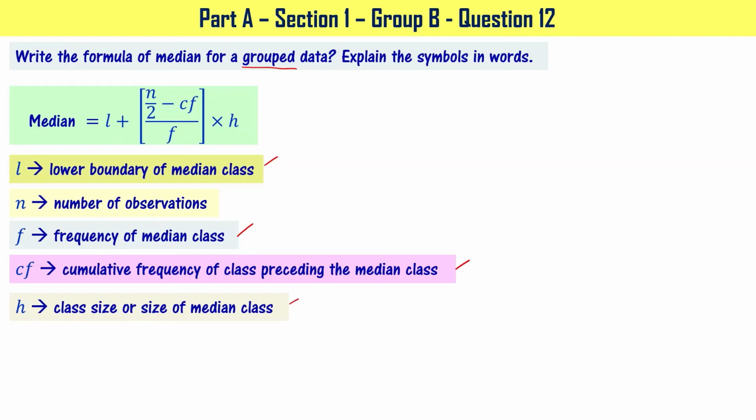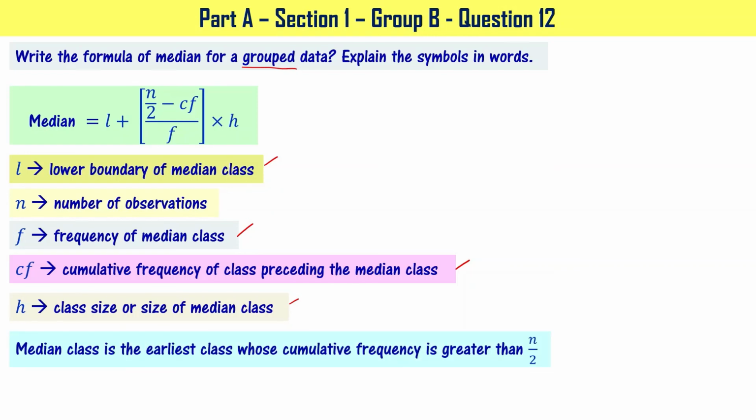What does it mean by median class? Median class is the earliest class whose cumulative frequency is greater than n by 2. You have to first find cumulative frequency of all given classes. And since number of observations n is known, you find what is the value of n by 2. And then you can say which class is the median class. You got it? Once you have median class, you know lower bound of median class, you know frequency of median class, you know median class size, and you have to go one class below such that you can get cumulative frequency of the class previous to the median class. I hope you got the concept.